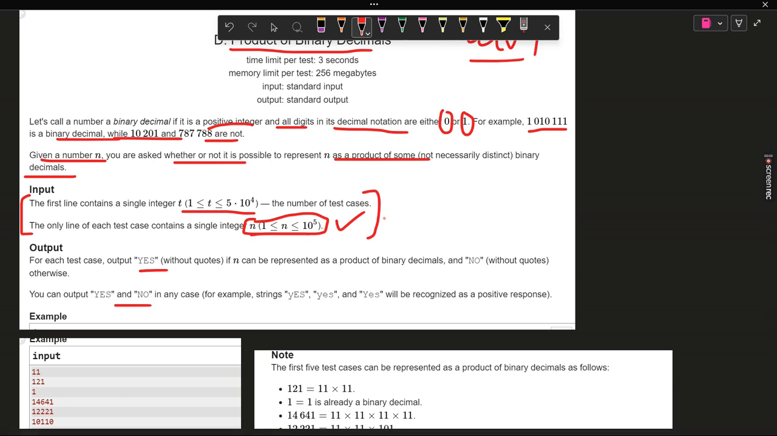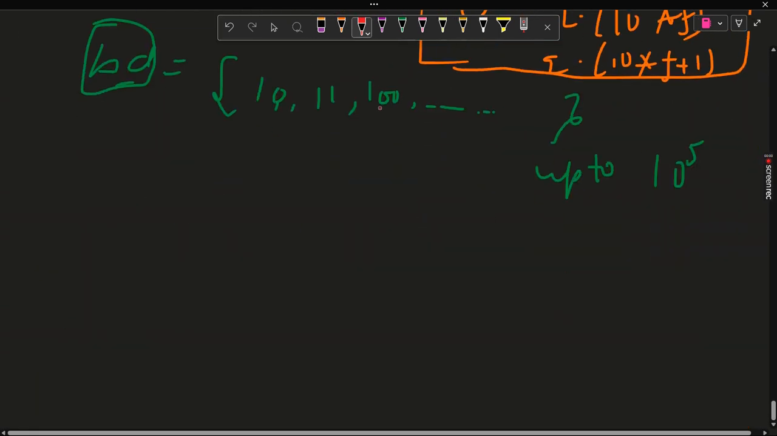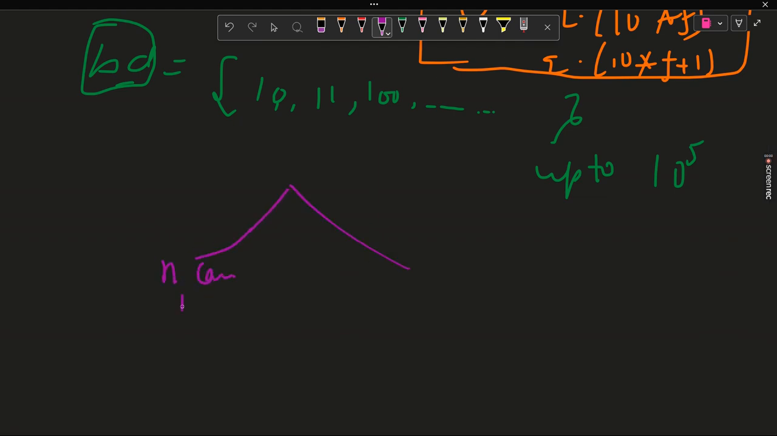If it is divisible, then are we able to represent this n as a product of some of these binary decimal numbers? There is no necessity for these binary decimal numbers to be distinct. Okay, so in this case we have to check for two things: that n can itself be a binary decimal.